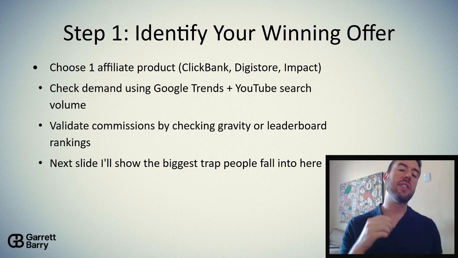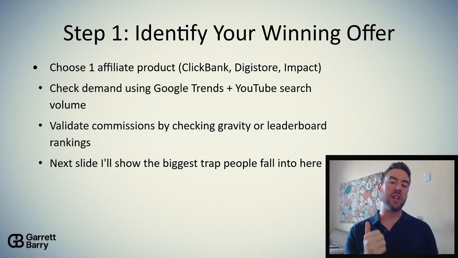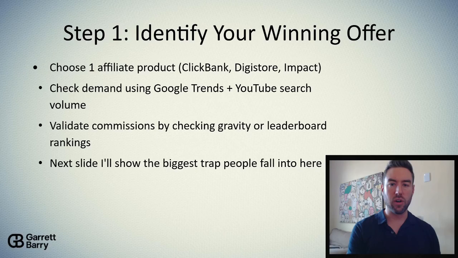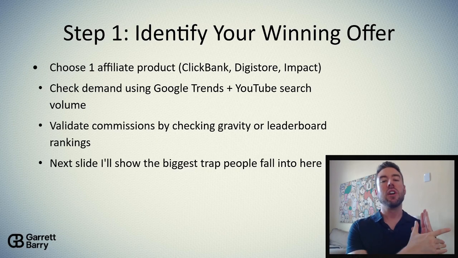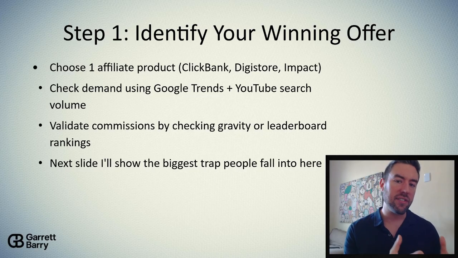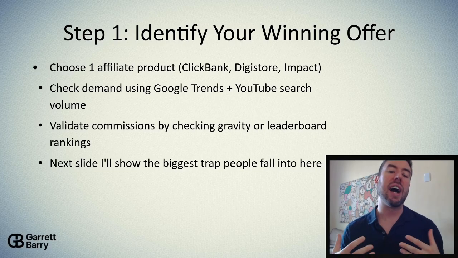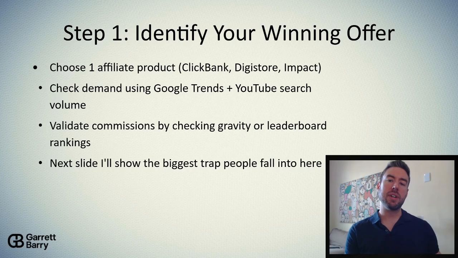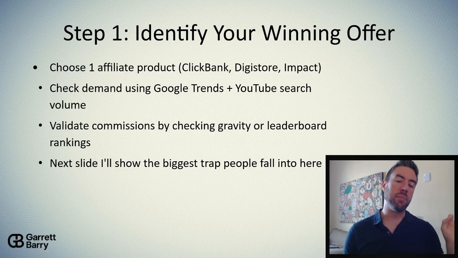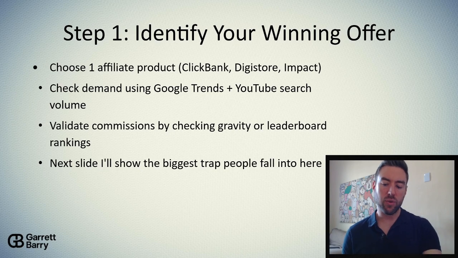We want to then check the demand on that product using Google Trends and YouTube search volume. Now, the reason you want to do that is you want to make sure before you decide to promote this, you want to understand, is this actually a popular product? So we want to see, is it trending? Then we want to validate the commissions. Are we going to be able to make money promoting this by looking at if other people are making money promoting this? So we can look at the gravity score, the leaderboard rankings. Now, on the next slide, I'm going to show you one of the biggest traps people fall into right here.